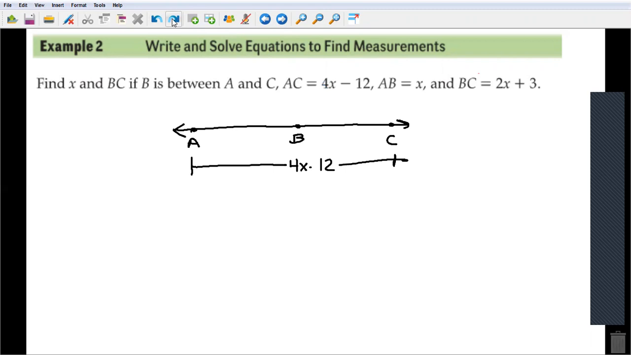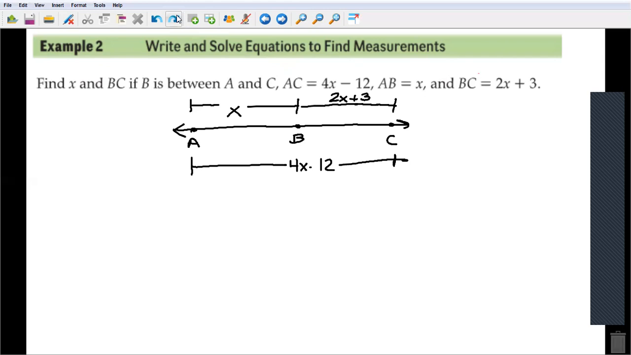The next thing that it tells us is that this segment here, AB, is equal to x. So this segment up here, AB, is equal to x. And then the last part tells us that this segment, BC, is equal to 2x plus 3.